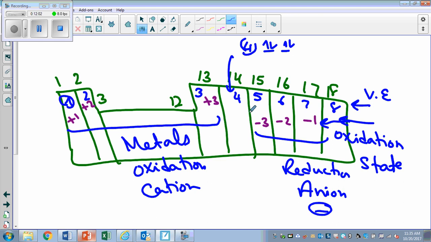So carbon and silicon have outer shells which are half full. These two elements generally do not form simple ions. They actually form covalent compounds. So carbon and silicon are usually covalent.